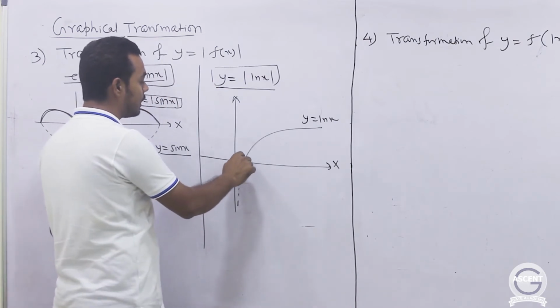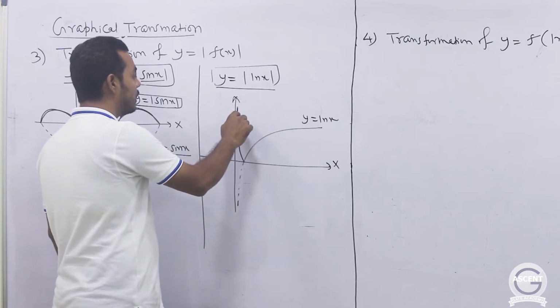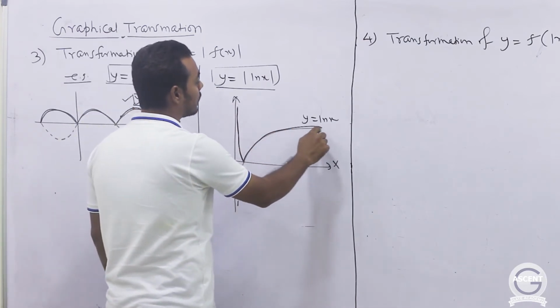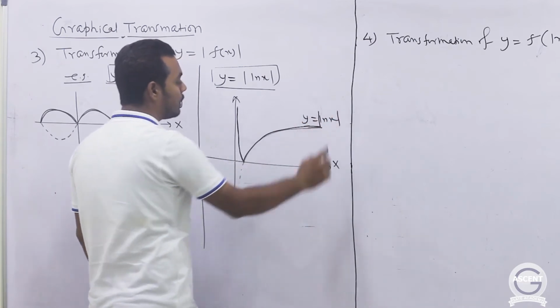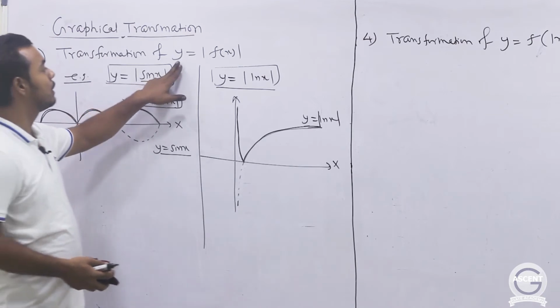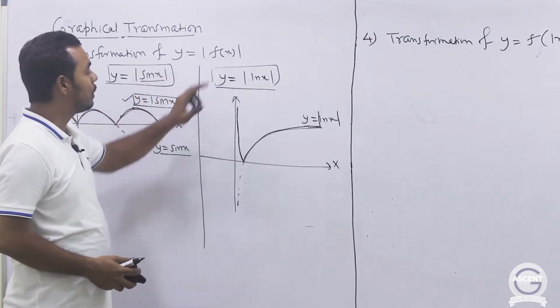Take its image in the x-axis. So this will be your graph of the function y equals mod ln x. This is the graph of the function y equals mod ln x. So this transformation is the transformation of y equals mod of f of x.